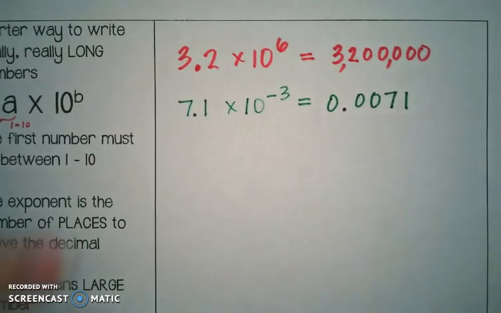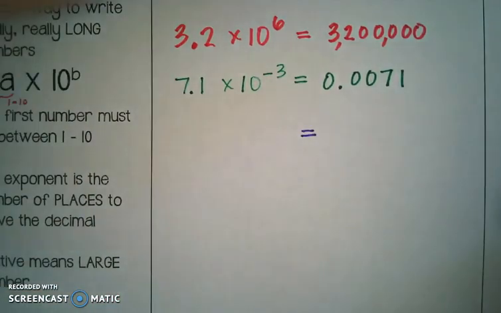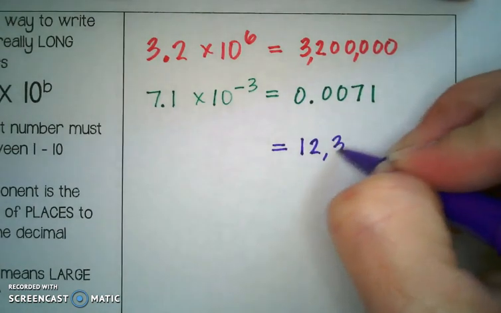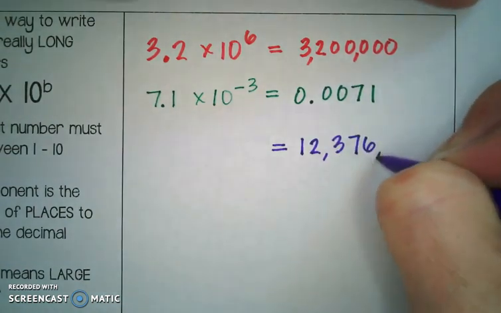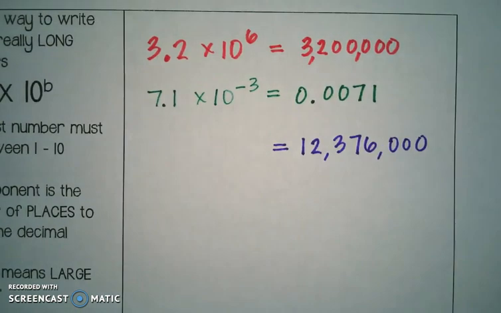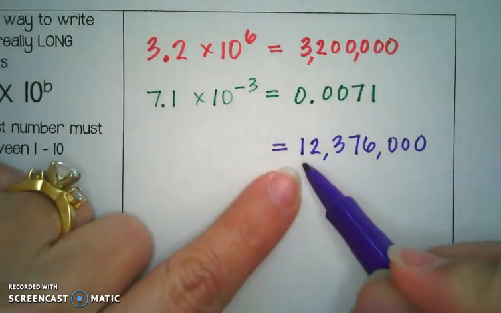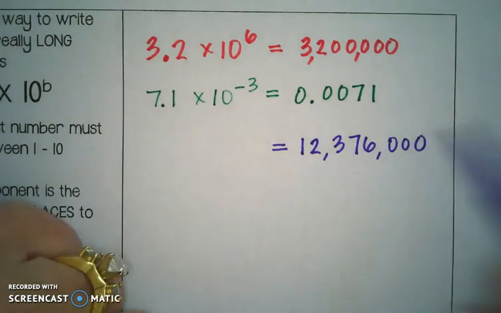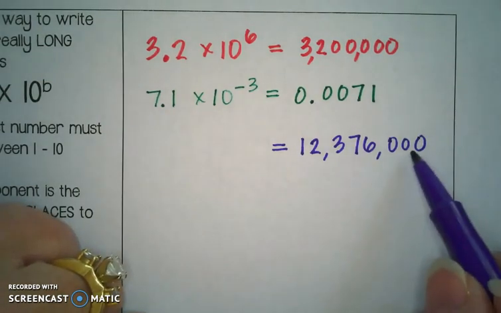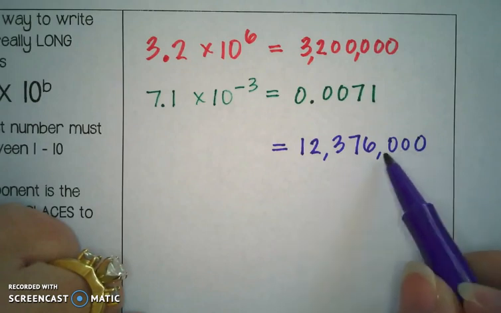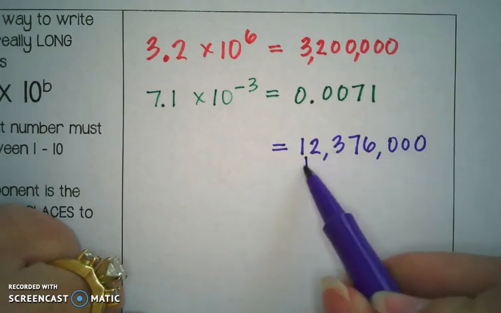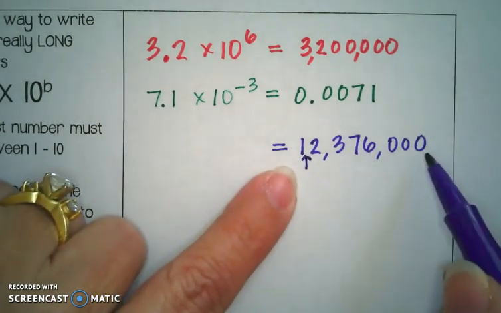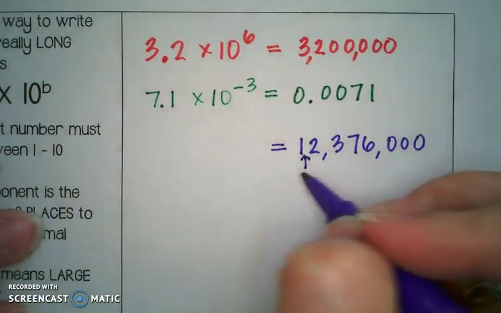All right, let's go the opposite direction. So let's say that I gave you 12,376,000. All right, so first thing is we have to get this number to be a number between 1 and 10. So I know you can't respond to me, but do we move it here? No. Here? No, no, no, no. Right here. This is where the decimal has to go in order for this to become a number between 1 and 10.